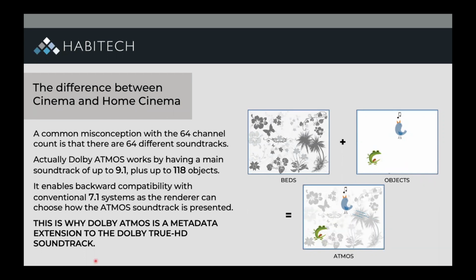So as you can see on the right-hand side, how it's actually presented is beds of sound, up to 9.1 of those. So that would be 9 audio channels plus an LFE, low frequency, and then up to 118 objects. And when you combine them together, regardless of how you render them, they end up as an Atmos experience. And exactly the same is true of the DTS:X sound format.